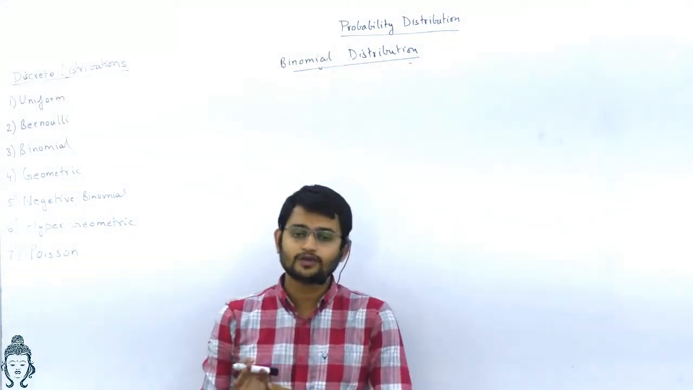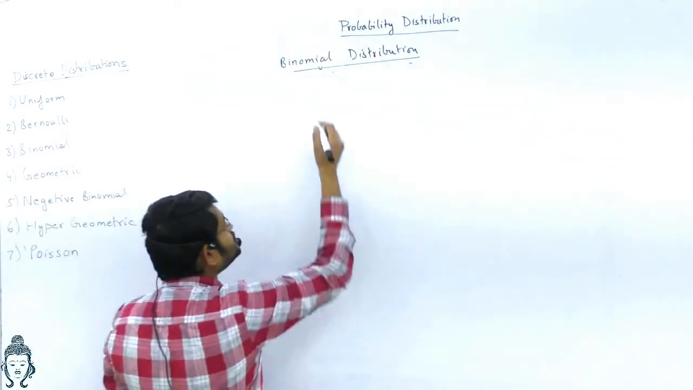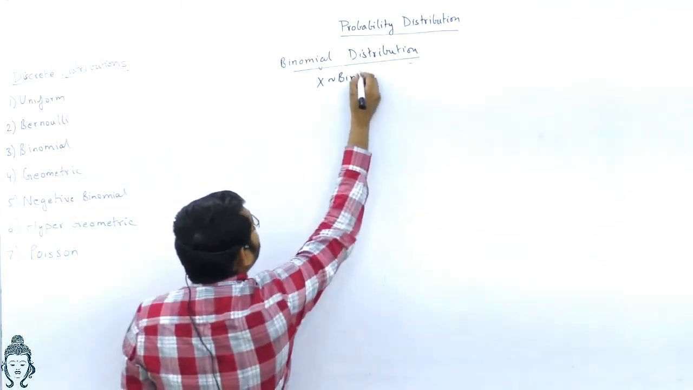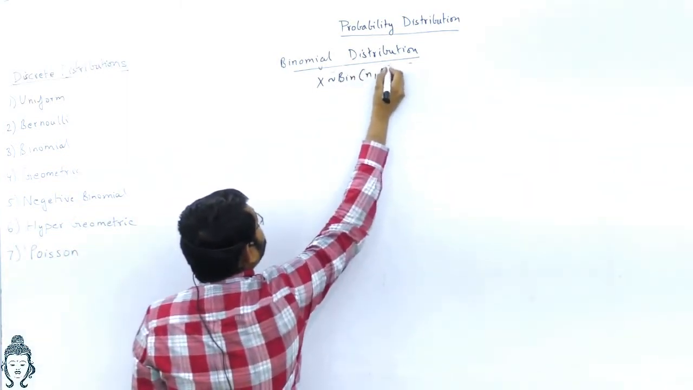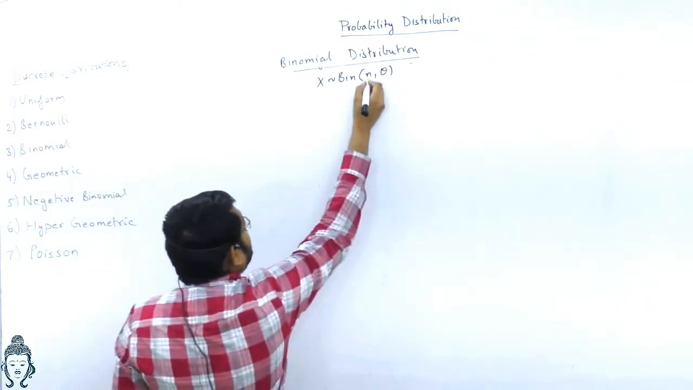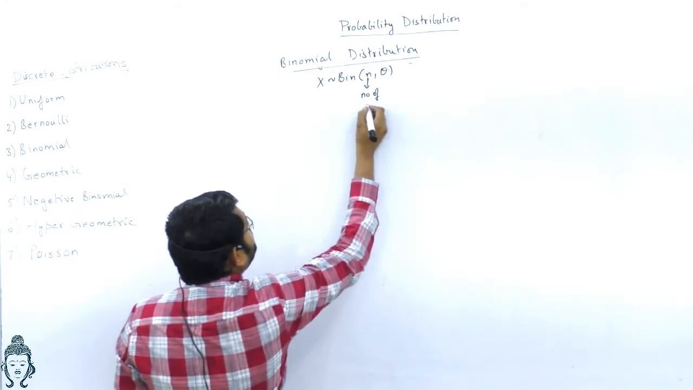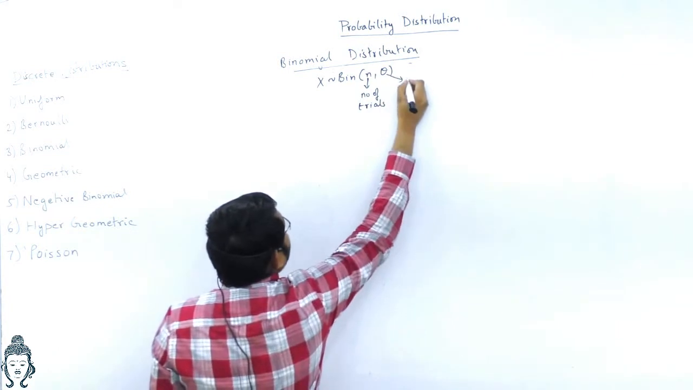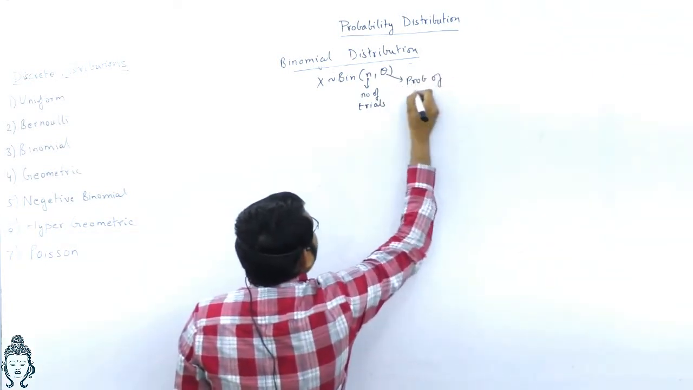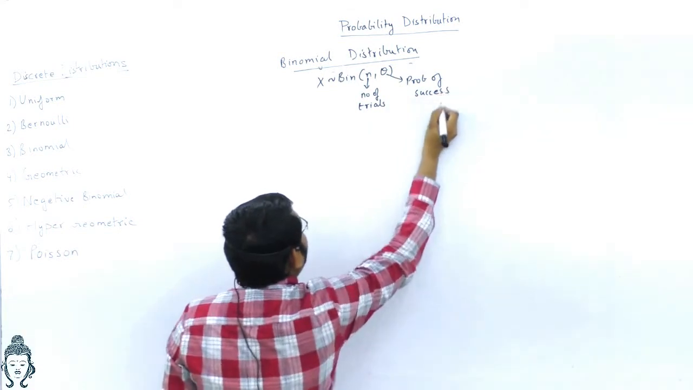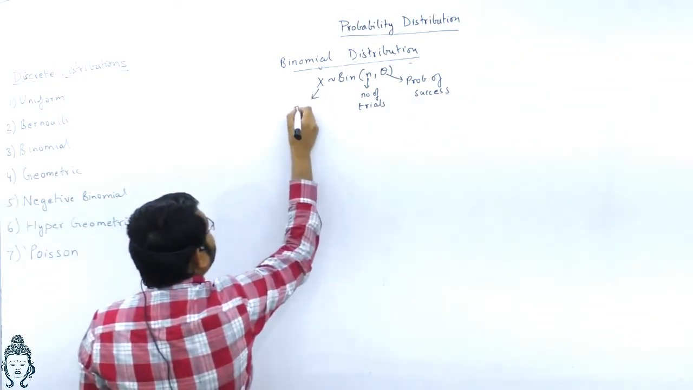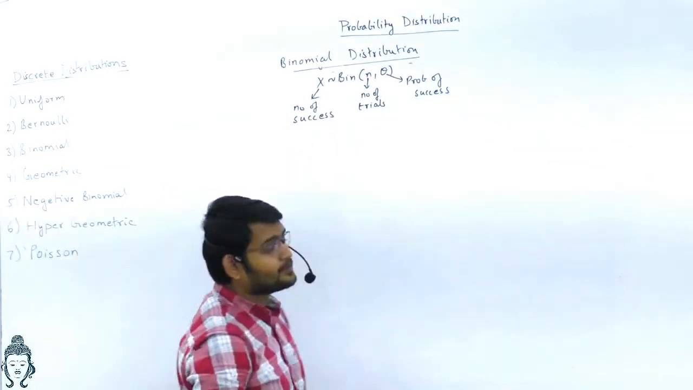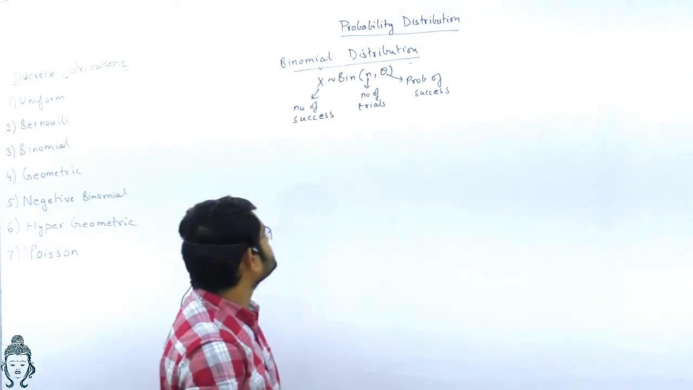Next, let's see binomial distribution. In binomial distribution, we write x follows bin, which is just a short form for binomial distribution, with n comma theta, where n is nothing but the number of Bernoulli's trials, or I'll just write here number of trials, and theta is nothing but the probability of success, and x is nothing but the number of successes that we need to find, or you can say we need to find the probability for these number of successes.